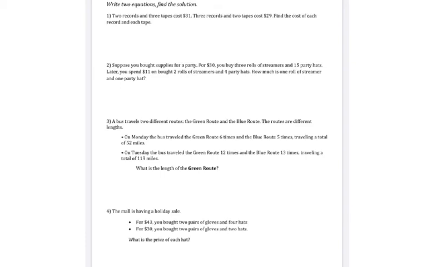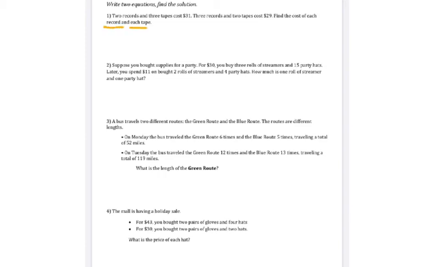Okay, so let's take a look at these examples on the second page. It says write 2 equations and find the solutions. So first, always read. 2 records and 3 tapes cost $31. 3 records and 2 tapes cost $29. Find the cost of each record and tape.